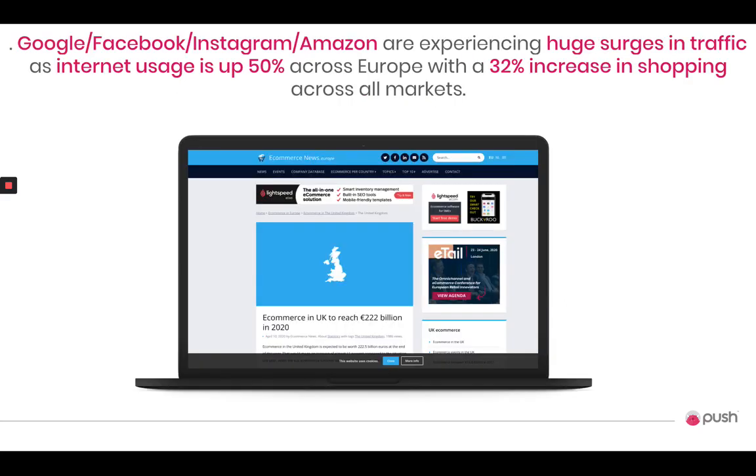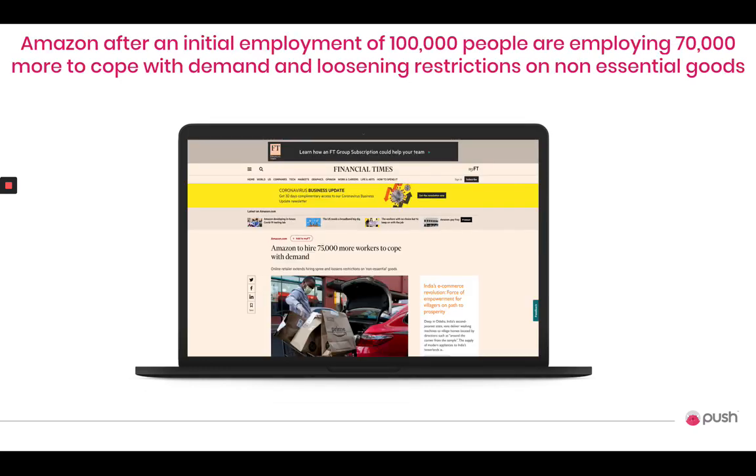Now, what we see currently in the market is that Google, Facebook, Instagram, and Amazon have had huge surges of traffic, and internet usage is up 50% across all of Europe. And we have a 32% increase in shopping across all markets as well. Now, Amazon in particular, they actually slashed their spend from Google. So usually they advertise on that platform. They've cut their spend dramatically because they cannot cope with the current demand.